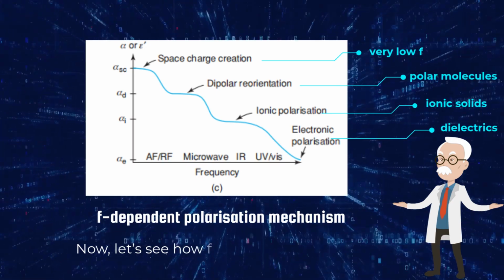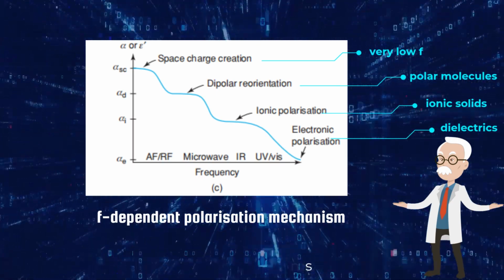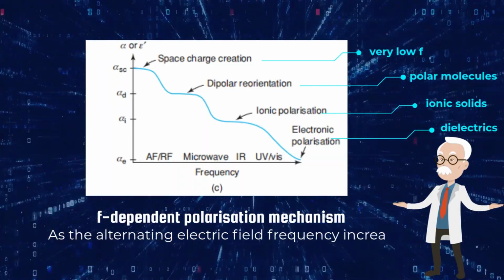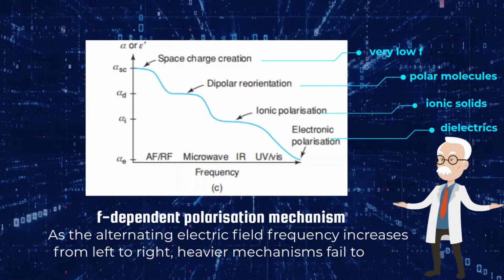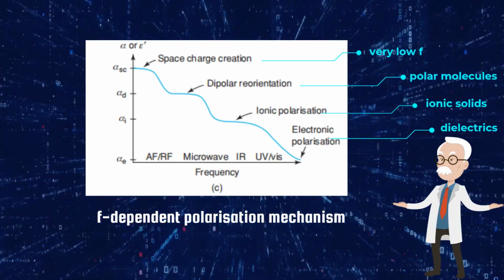Now, let's see how frequency affects these polarization mechanisms. As the alternating electric field frequency increases from left to right, heavier mechanisms fail to keep up, causing permittivity to drop in steps. Let's trace this graph.